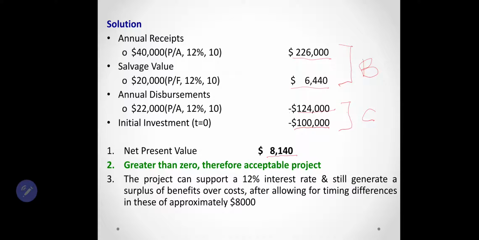8,140. Since it's greater than 0, remember what we said regarding our standards: it means this investment is acceptable. And what's the implication of this? It's not just about calculating and getting a value; you need to know what it means. It means the project can support a 12% interest rate and still generate a surplus of benefits over costs. After allowing for timing differences, remember the time value of money, it will still generate not less than $8,000. So that's the implication.